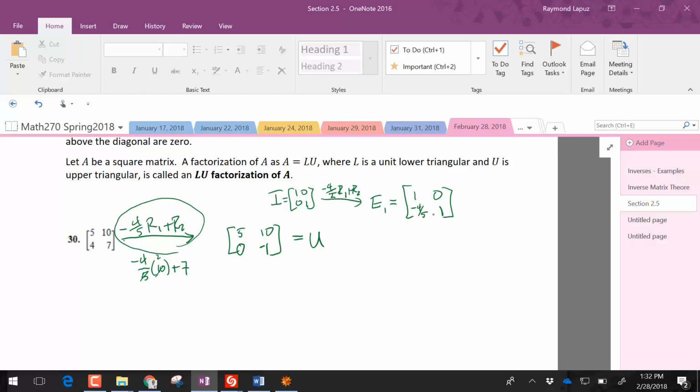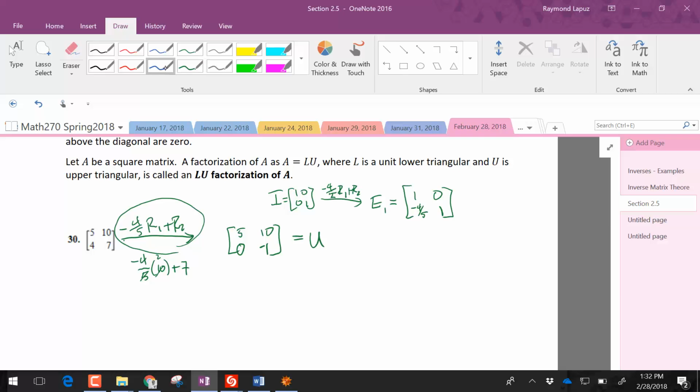Now, did you also remember that when you do an elementary row operation, we have an elementary matrix associated with it? And if you apply that elementary matrix on that matrix that you're working on, you're going to get whatever the result was. Right?